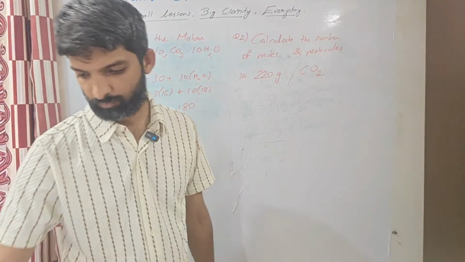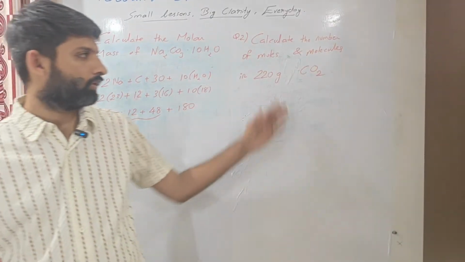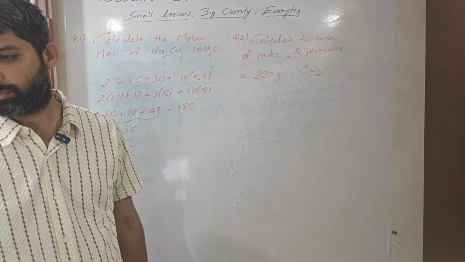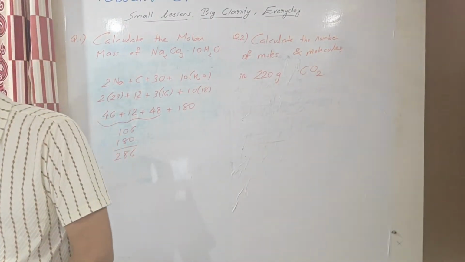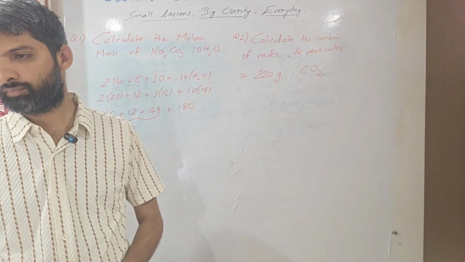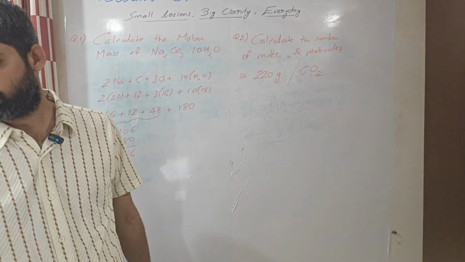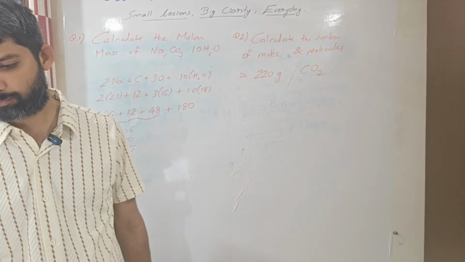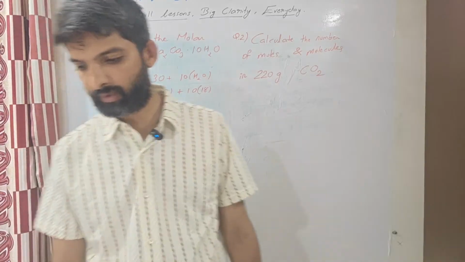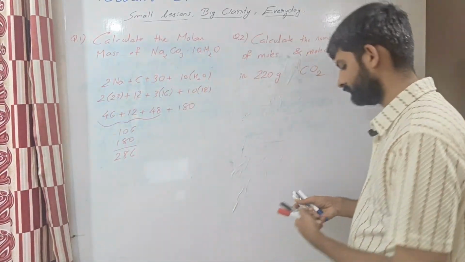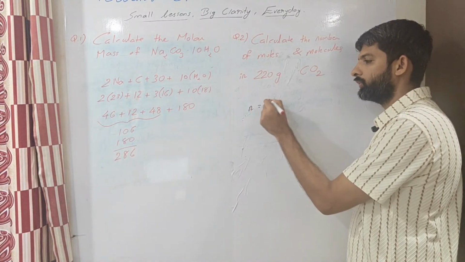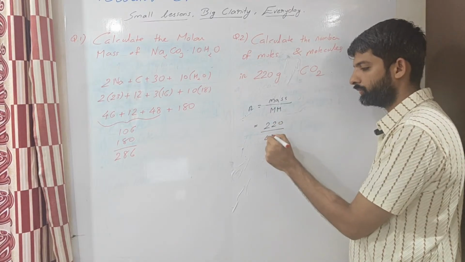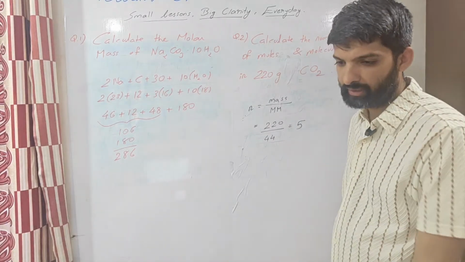5 mole. Calculate the number of molecules. Anyone else? 5 moles. Okay, moles is equal to mass upon molecular mass. So mass is 220, molecular mass of CO2 is 44. So here 5 mole is the right answer.